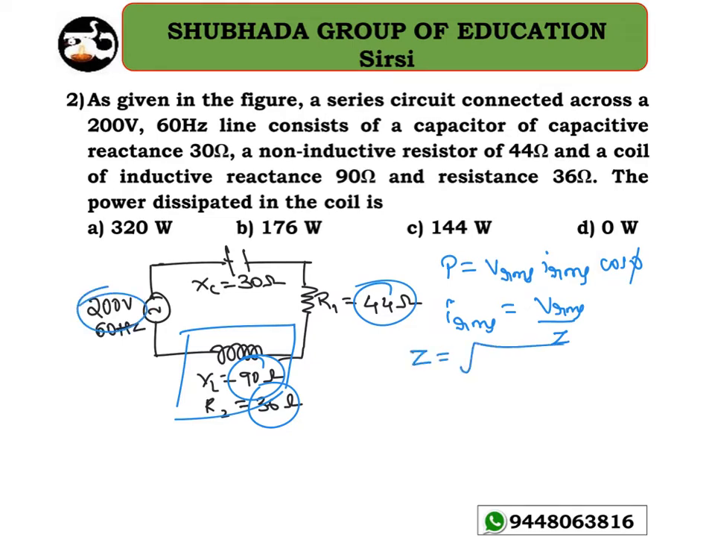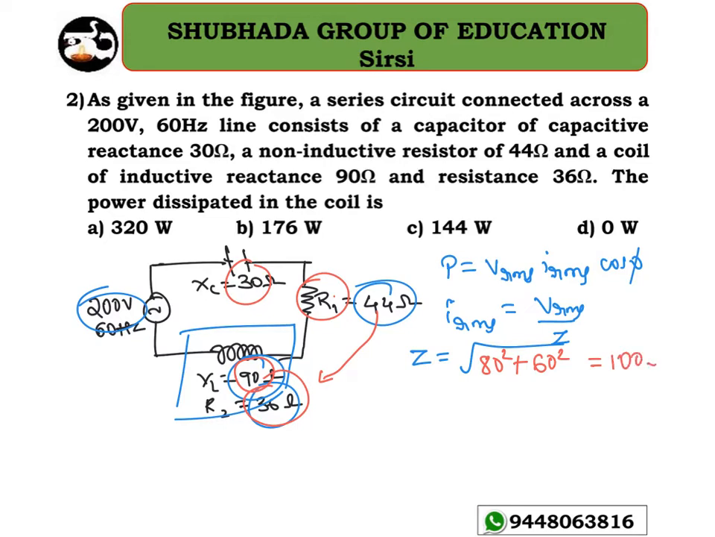Z equal to square root of R square plus XL minus XC whole square. The equivalent of R1 as well as R2 is 44 plus 36, because they are connected in series, that is 80, right? 80 square plus XL minus XC, which is 90 minus 30, that is 60 square here. That will lead you to get the Z as 100.